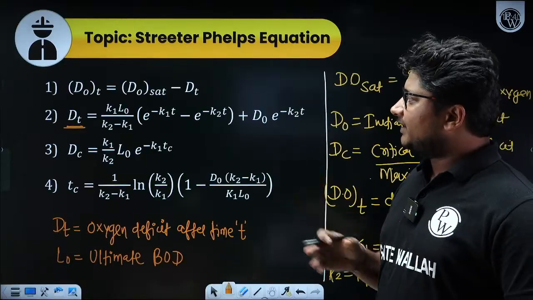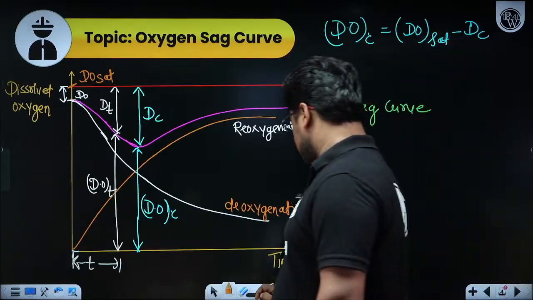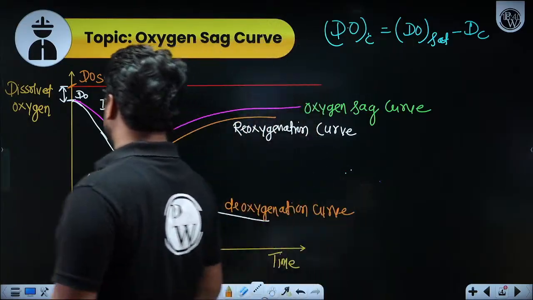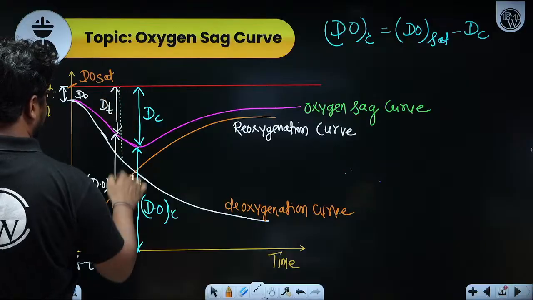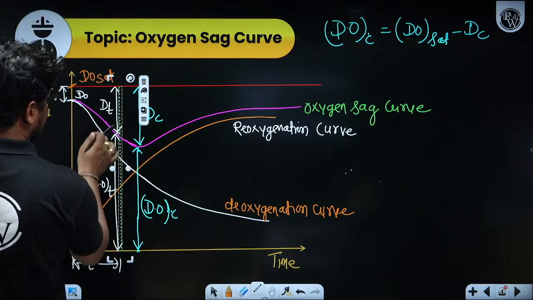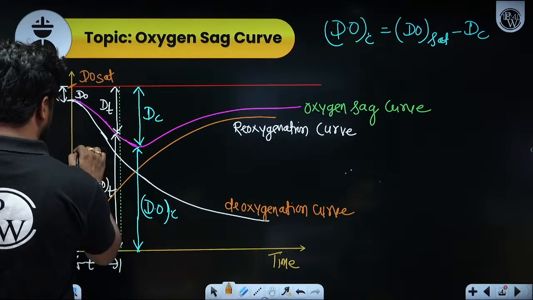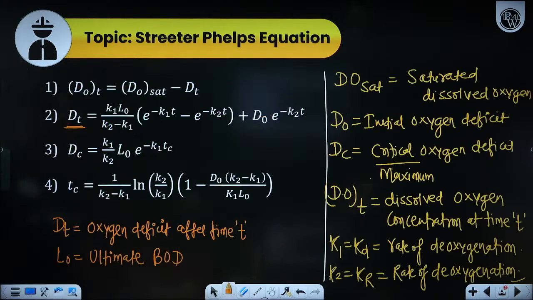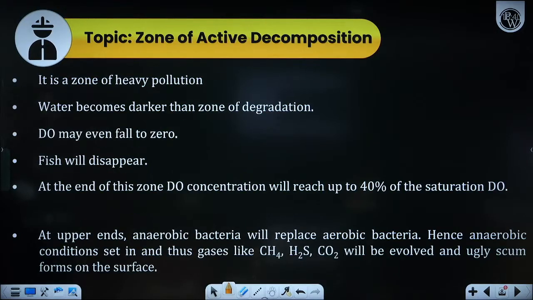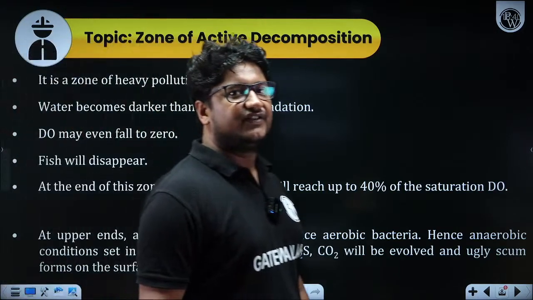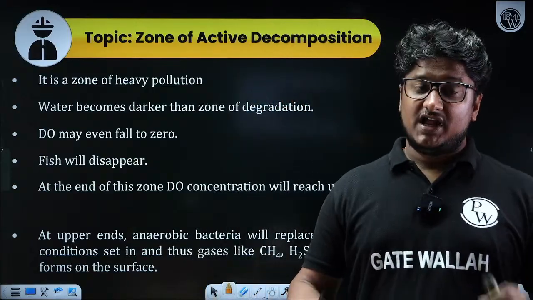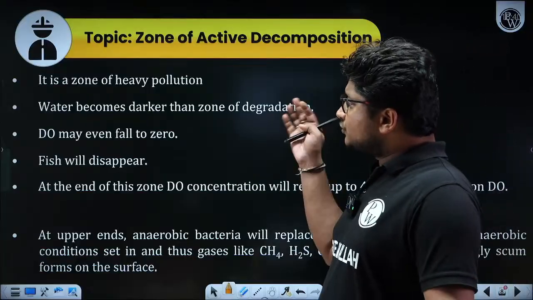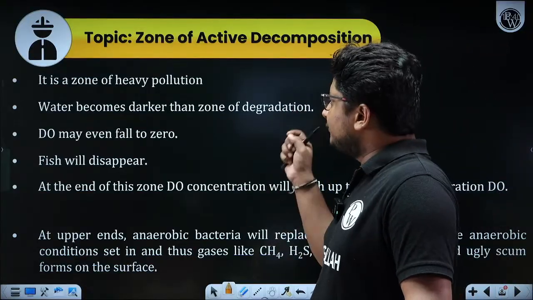So I'm showing you that part in this oxygen sag curve. This part you can call the first part, the zone of degradation. After the zone of degradation, the second phase will be the zone of active decomposition. Now degradation is at a different level. It is a zone of heavy pollution.